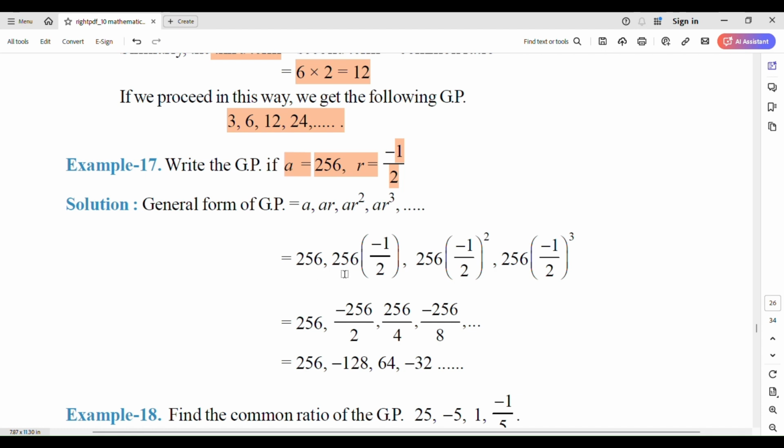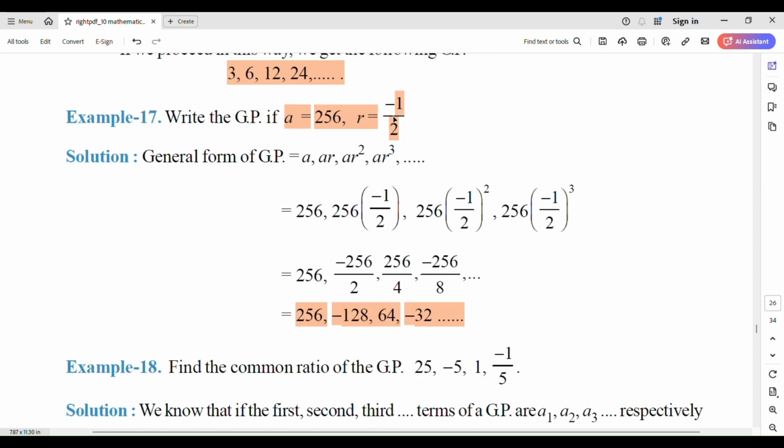So 256. Next term is 256 into minus half, and so on basically. So the final values will be 256, minus 128, 64, minus 32 and so on. Because of this negative ratio, every alternate term will become negative.